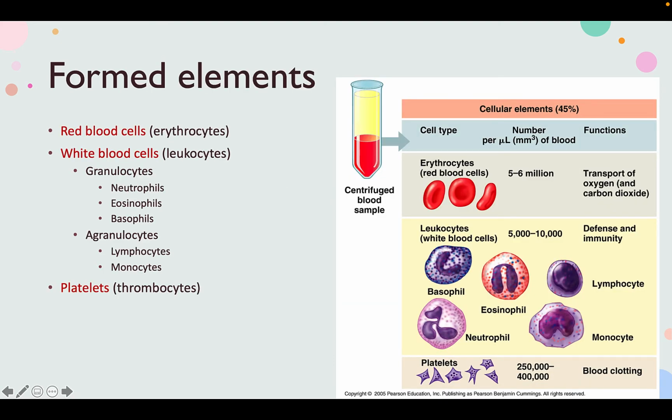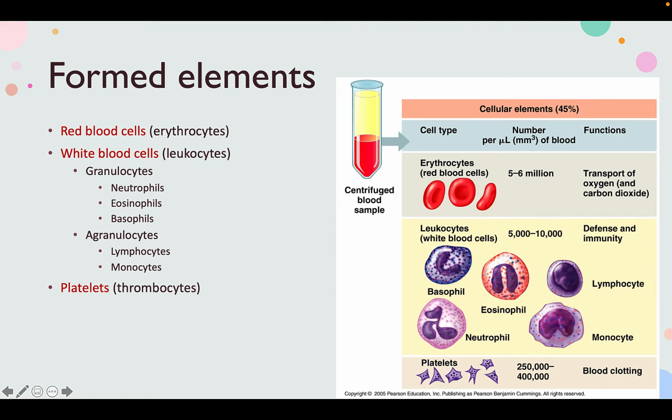Formed elements, so this is your blood cells and platelets. So you've got red blood cells, your erythrocytes, which function to transport oxygen and carbon dioxide. Your white blood cells, your leukocytes: you have granulocytes and then agranulocytes. In the granulocytes, you have neutrophils, eosinophils, and basophils. And then agranulocytes will have the lymphocytes, involved in immunity, and monocytes.